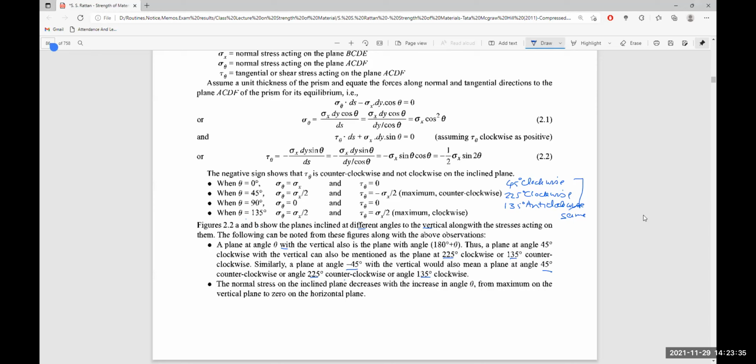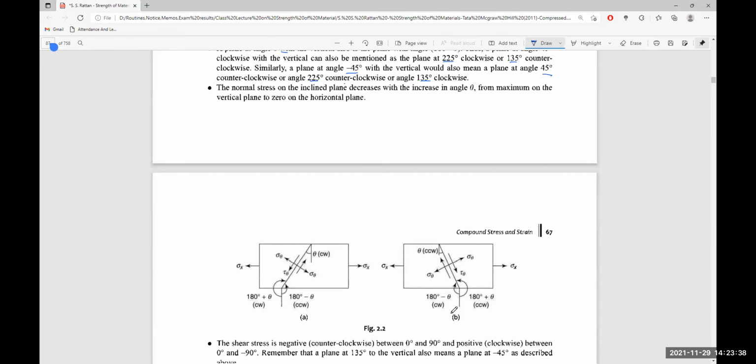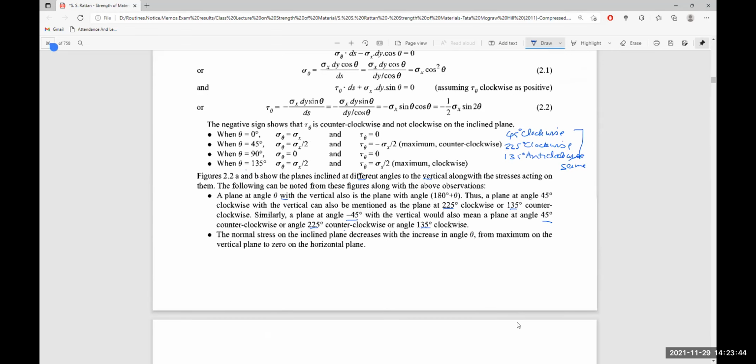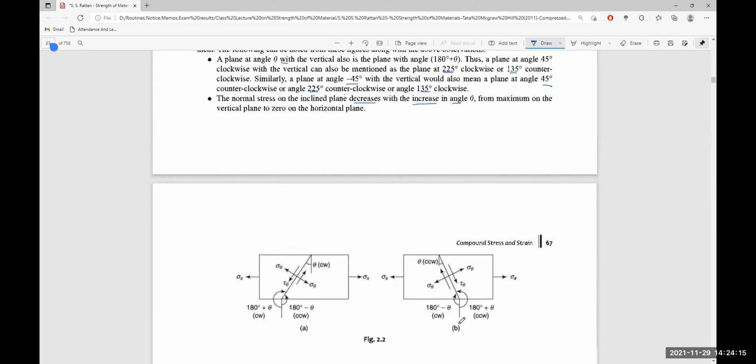Next, the normal stress on the inclined plane decreases with the angle theta. The normal stress decreases with the increasing angle theta, from maximum on the vertical plane to 0 on the horizontal plane. What you see here is that normal stress sigma theta is maximum here, then it becomes half of the maximum, then it becomes 0. So the normal stress decreases with the increase in theta. What will happen to shear stress?